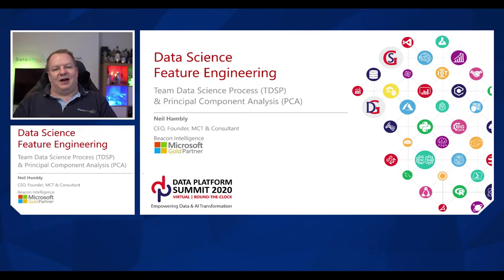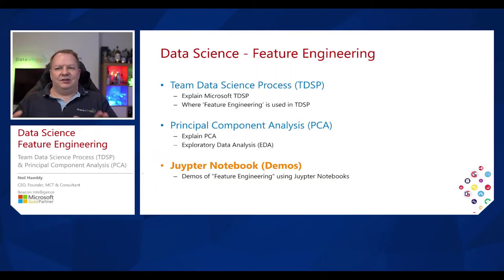So let's go see what we have lined up for you in my session. Okay, here's a quick agenda of what we're going to cover. It's very straightforward. We're covering the team data science process. We're going to explain what that is, and where feature engineering specifically inside that process fits. So we're focusing on a certain part of that process. And principal component analysis also, we'll explore what that is. We're going to tell you also about exploratory data analysis, essentially visualizing and analyzing the data in order to understand it better so we can prepare it for our machine learning programs later.